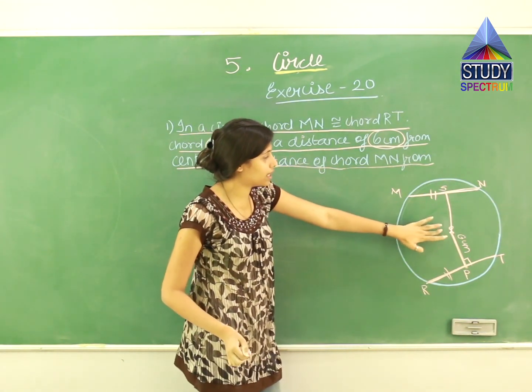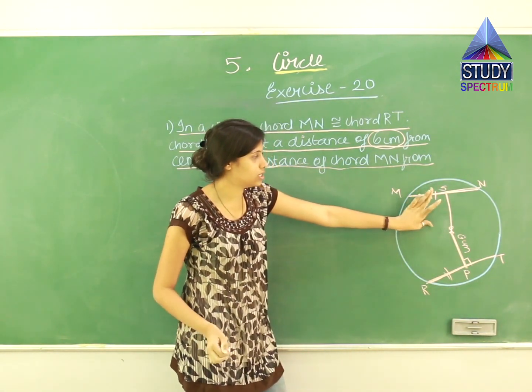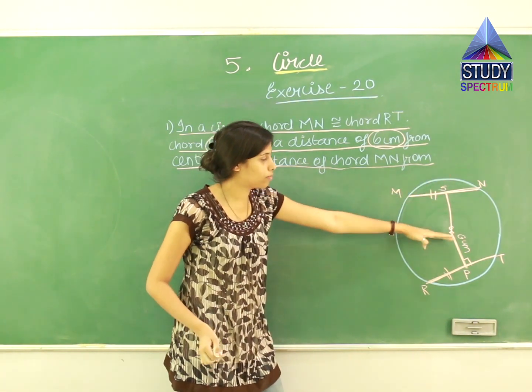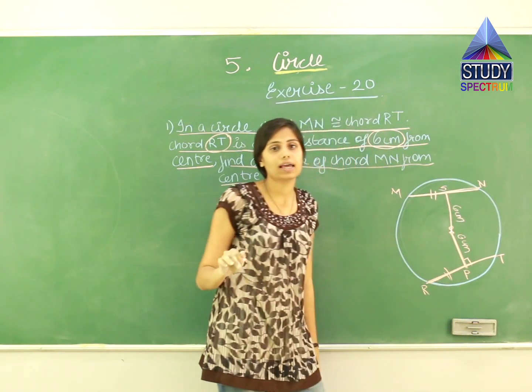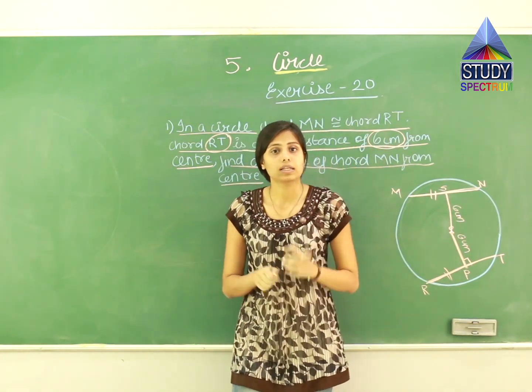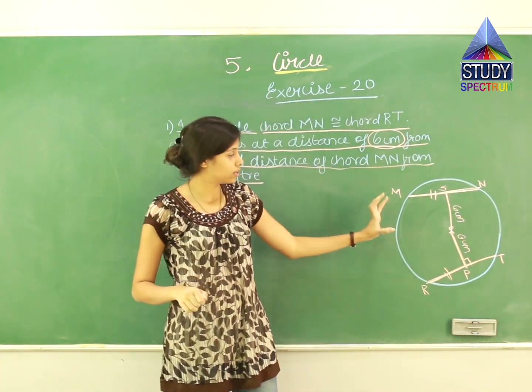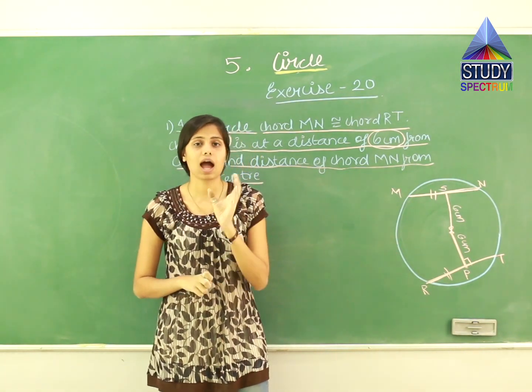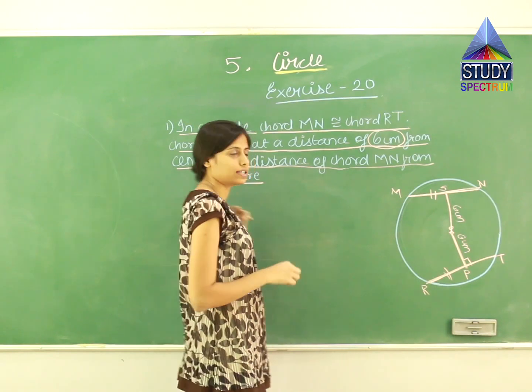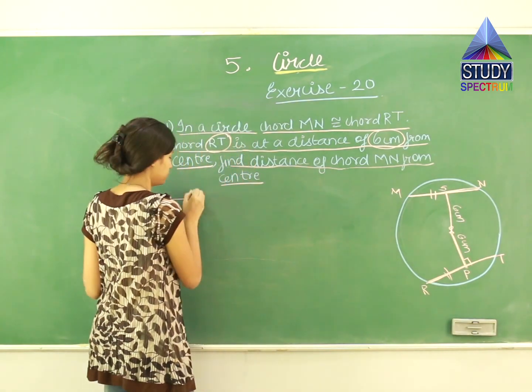Now look over here. They are asking what is the distance of chord NM from the center. It will also be 6 centimeter. Tell me why. Which property have I applied? Second property: the distance of congruent chords from the center are equal. So let us write this. How to write this answer?